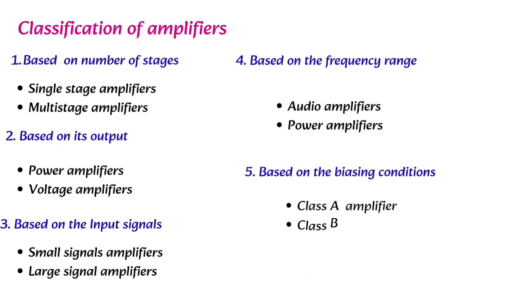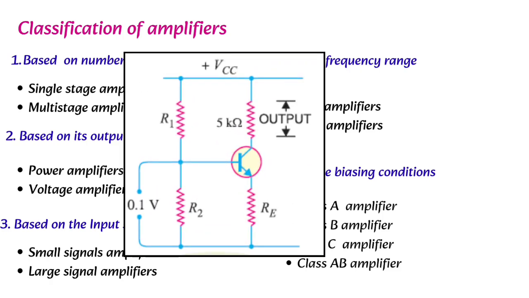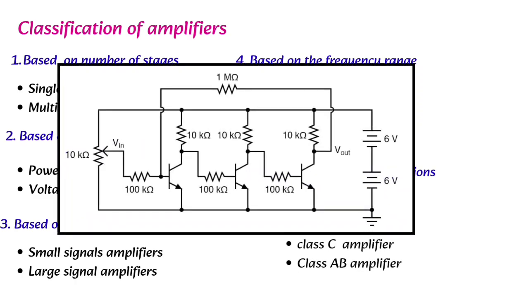Now we will see the classifications of the amplifiers. These amplifiers are classified into different types based upon different parameters. Now we will see step by step. The first parameter is based upon the number of stages. There are two types, single stage amplifiers and multi-stage amplifiers. Single stage amplifiers have only one transistor circuit, which is a single stage amplification. Coming to the second, multi-stage amplifiers use multiple transistor circuits which provide multiple stage amplification.